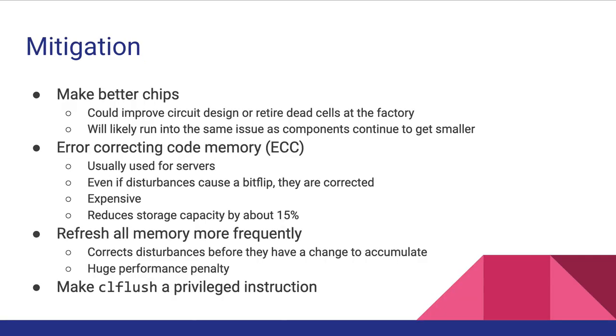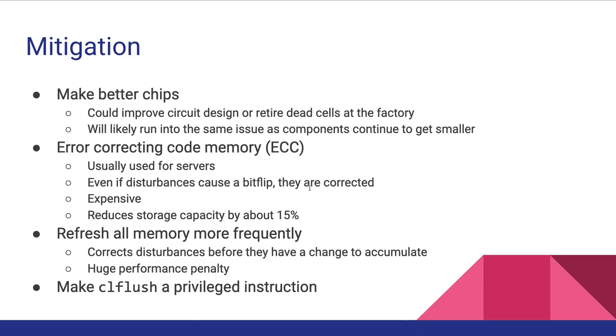So the researchers also suggested a couple of mitigation techniques to reduce the chance of row hammering being successful. The first one is kind of obvious. They suggested that manufacturers should make better chips. Obviously, if the manufacturer could improve their circuit design, they could figure out how to reduce manufacturing bridging faults or coupling interactions, or they could figure out if there are dead cells at the factory and retire them. But this is not a permanent solution because as demand for greater memory with higher performance continues, we will likely run into the same issue as components get smaller.